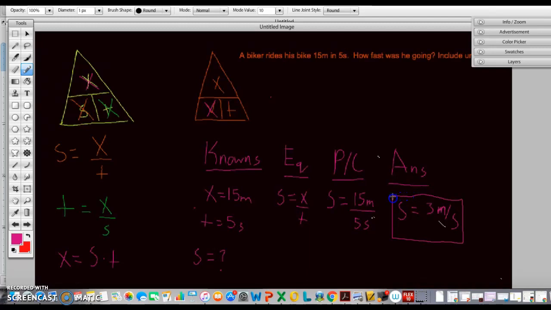So for the other speed problems that you're going to do, use this magic triangle. And let me draw it for you again. Just draw a regular triangle. Cut it in half. X goes at the top. Speed goes in the bottom left. T goes in the bottom right.